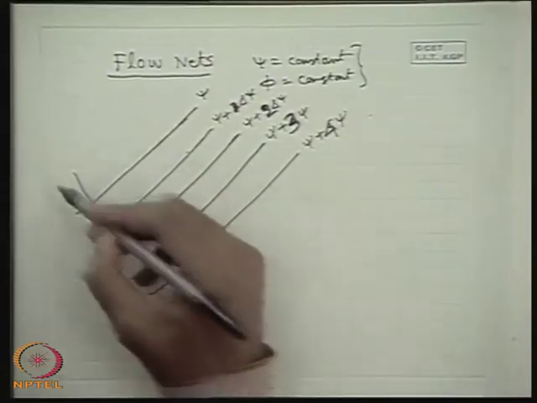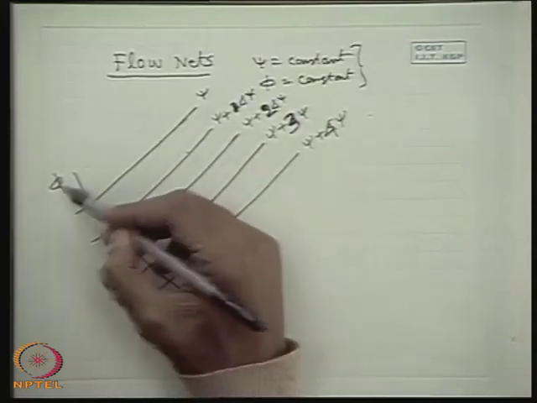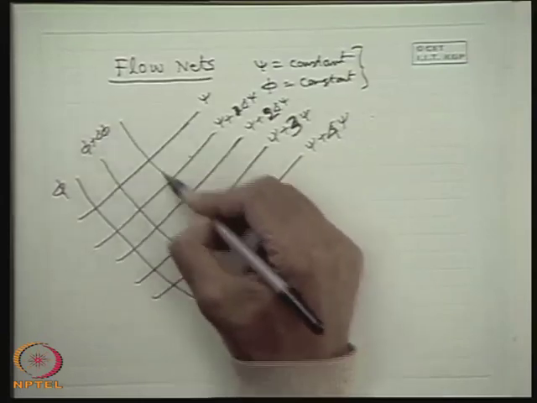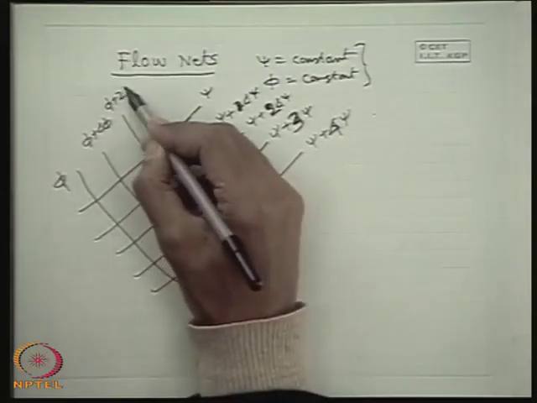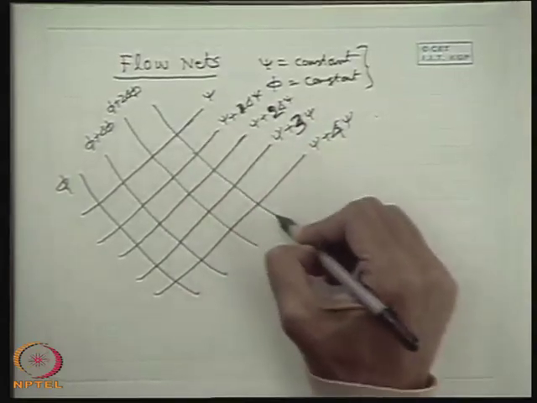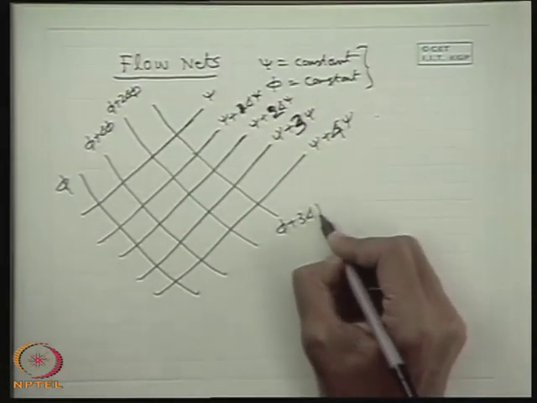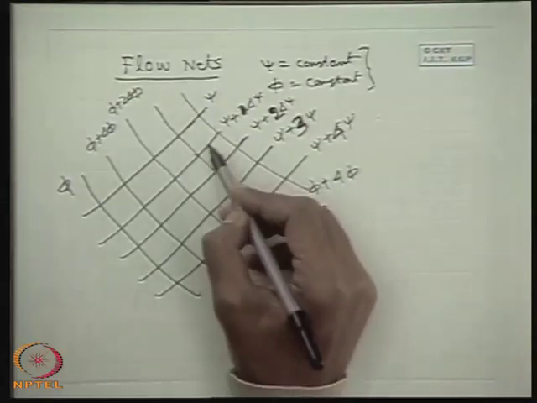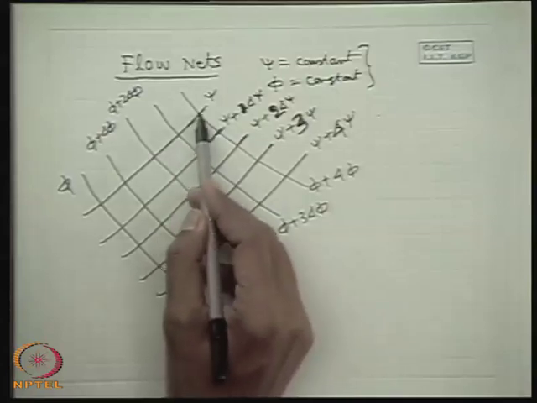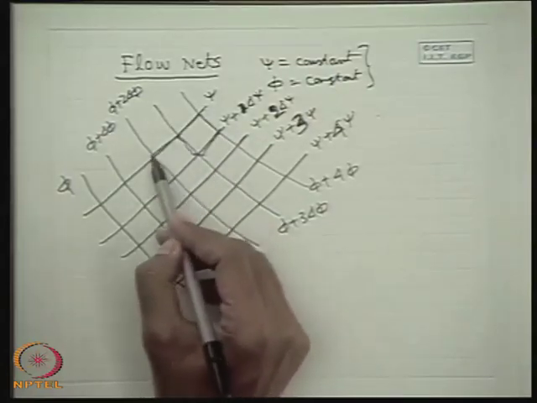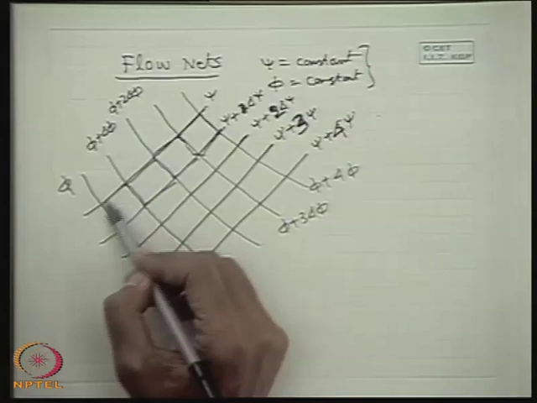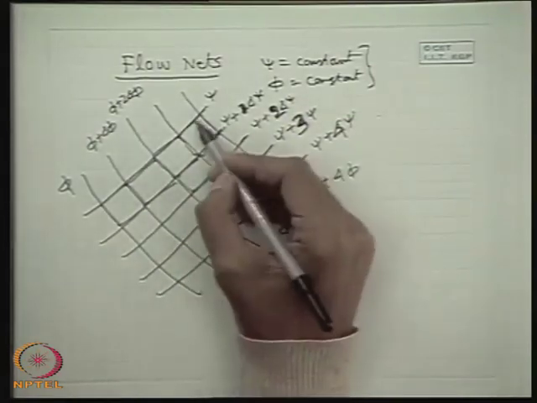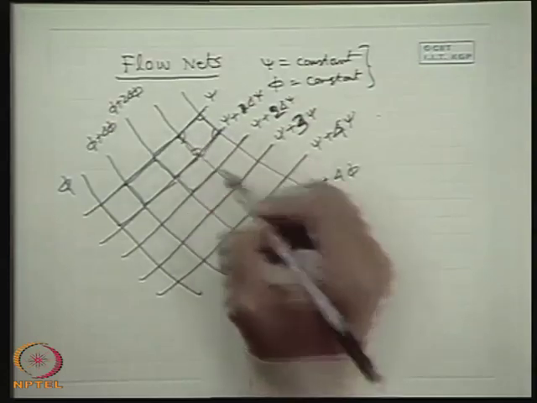Similarly, if I draw the equipotential lines which are orthogonal to this set, this line is phi plus delta phi, then phi plus 2 delta phi, then phi plus 3 delta phi, phi plus 4 delta phi. These two sets of lines form a mesh, a network of such closed meshes. So these are known as flow nets. This entire network is known as a flow net. This gives a quadrilateral whose angles are 90 degrees.